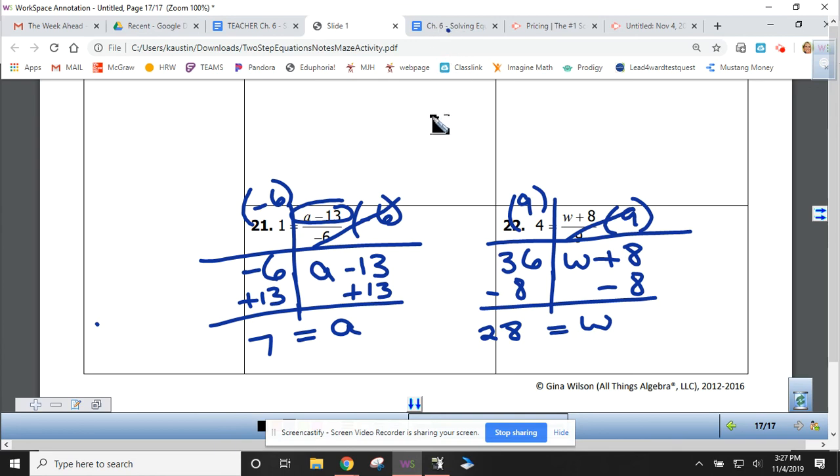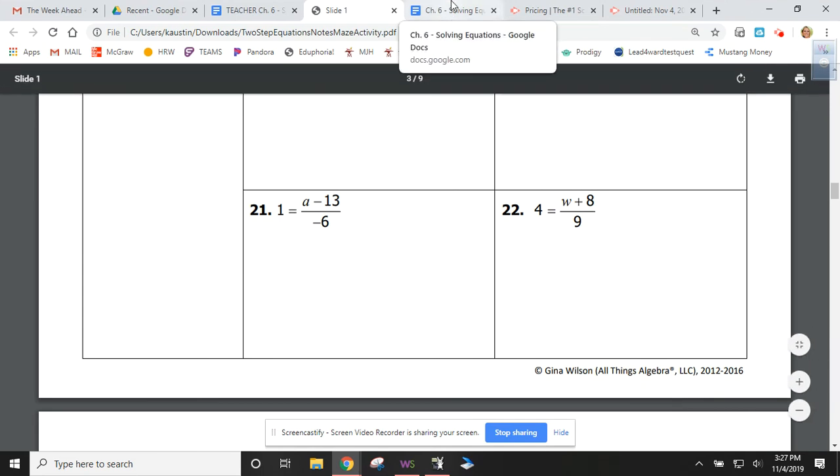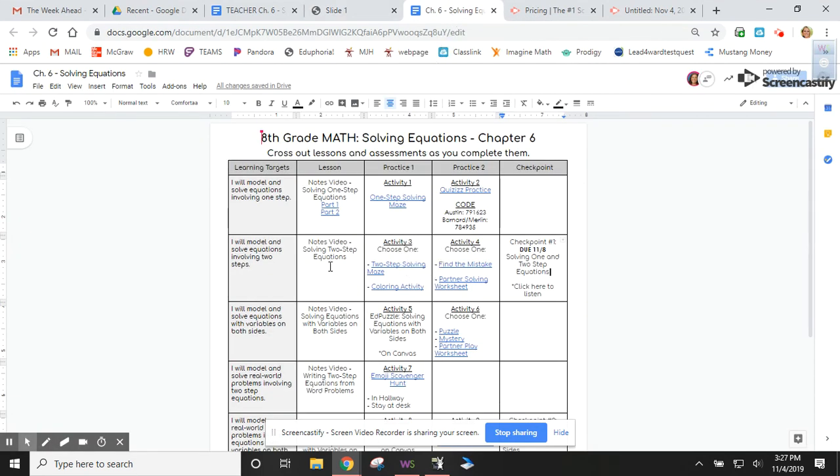So now if you go back to your checklist, your agenda, you've done the notes for this. On activity 3, you can choose one of these 2 items. And if you're stuck, need some more help, ask your teacher.